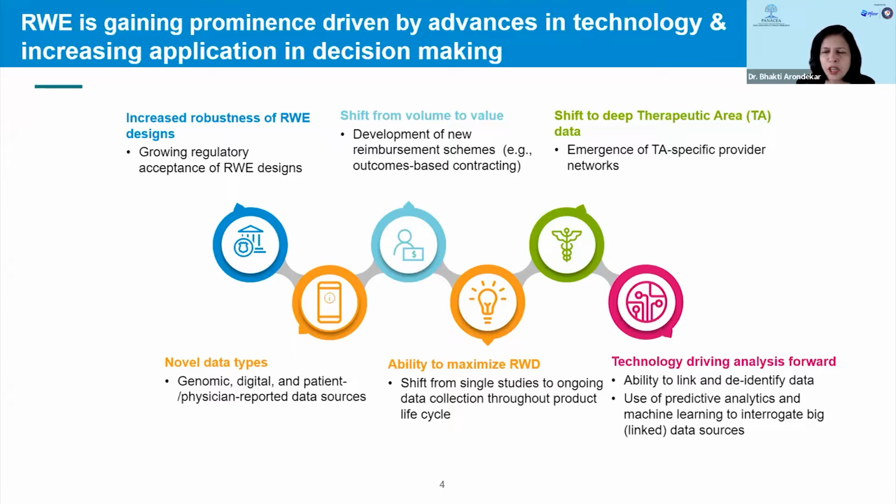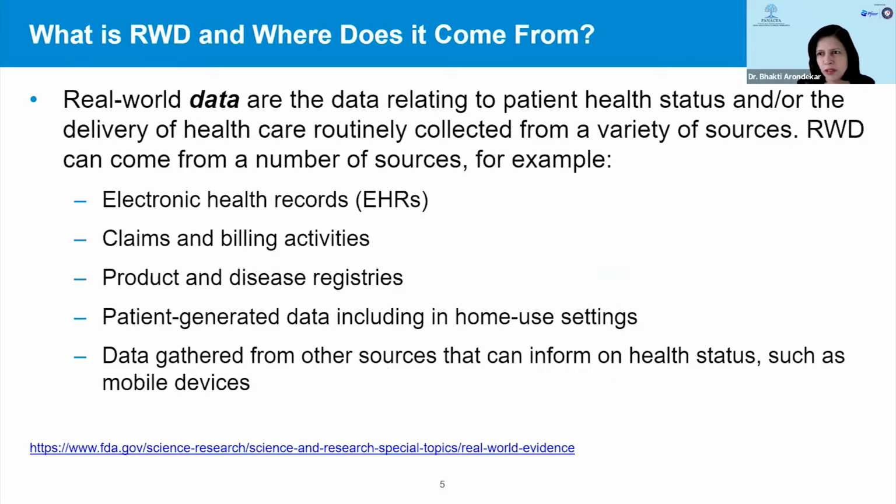And then finally, technology has really enabled us to do things that we could never do before. When you collect a large part of this data, you have the ability to de-identify and to link these data sources. And then on top of it, use algorithms or predictive analytics to inform and interrogate these big databases. So all of these macro trends have led to the increase of prominence of real world evidence and real world data. So now let's look at some of the definitions.